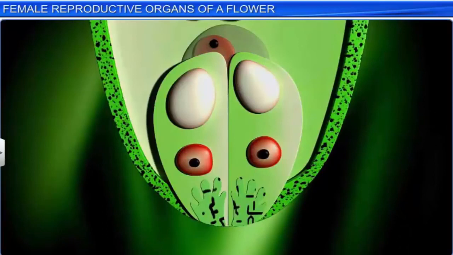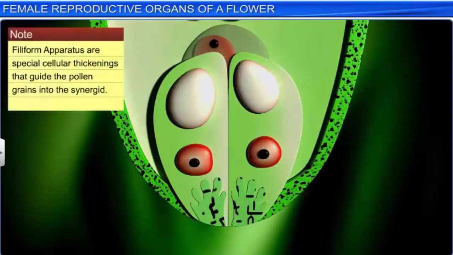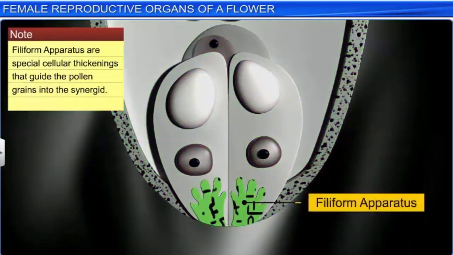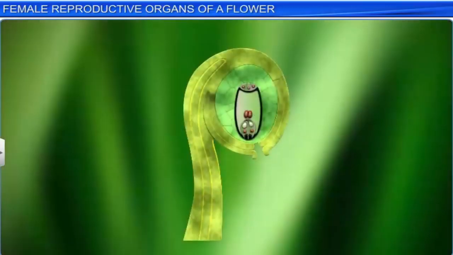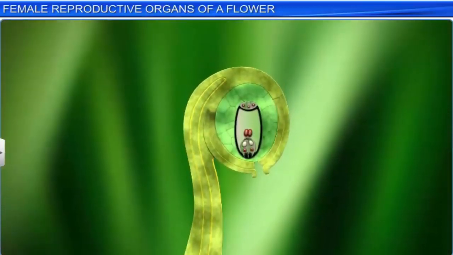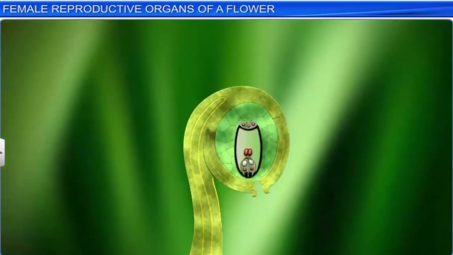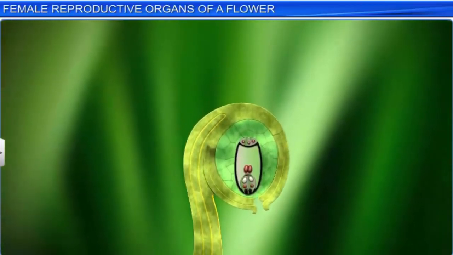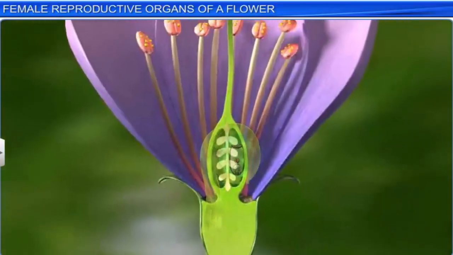If you observe the micropylar tip of the synergids, you will notice special cellular thickenings called a filiform apparatus that guides the pollen grains into the synergid. The synergids, as well as other cells, form the embryo sac, the female gametophyte born inside the pistil.